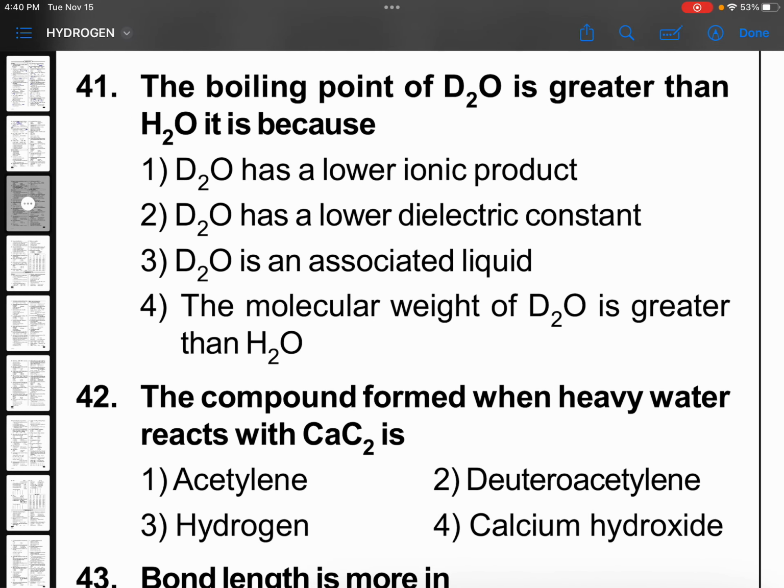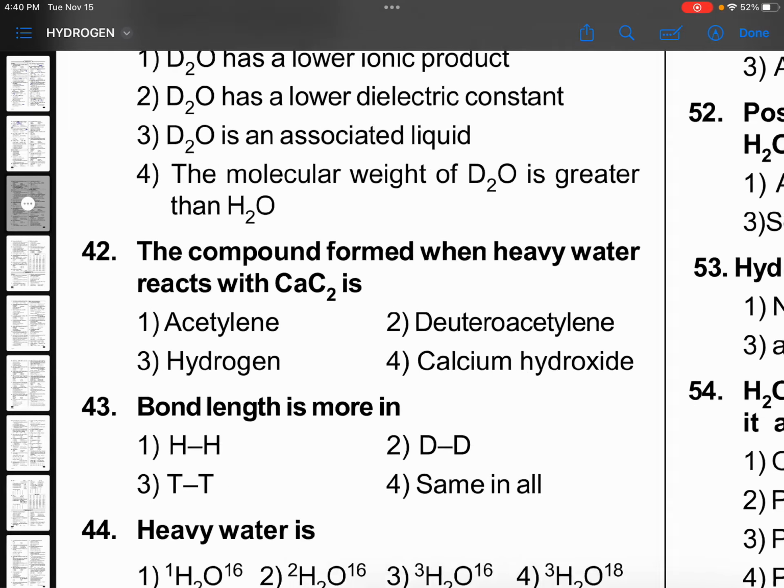The boiling point of D2O is greater than H2O because, okay, now same thing, boiling point, and in all these cases we are going to say the same reason. The molecular weight of D2O is greater than H2O, because hydrogen bonding is common in these two cases. Second point is molecular mass. Higher the molecular mass, higher will be the boiling point. So 41st, option 4.